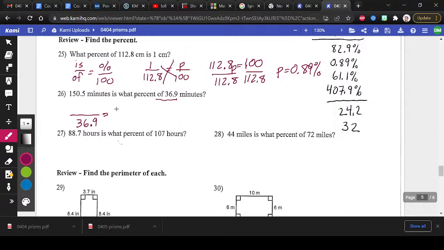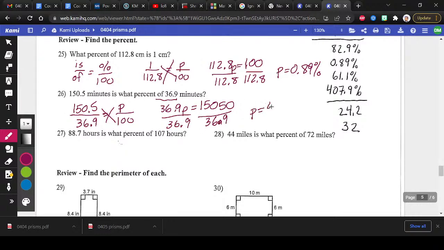We want to know the percent, so we don't know that. So that means that the 150.5 is the is. So we cross multiply. So it gives us 36.9p equals 15050. We divide by 36.9. And P is 407.9%.